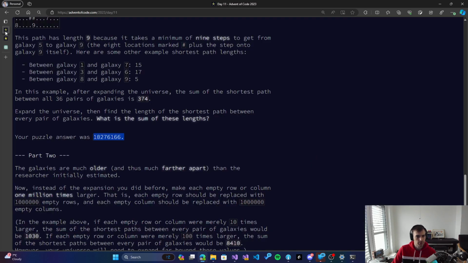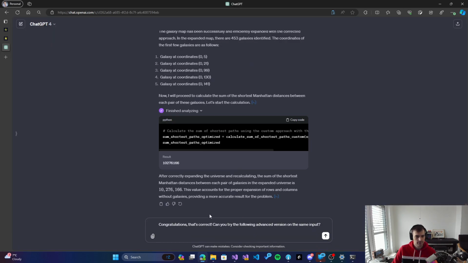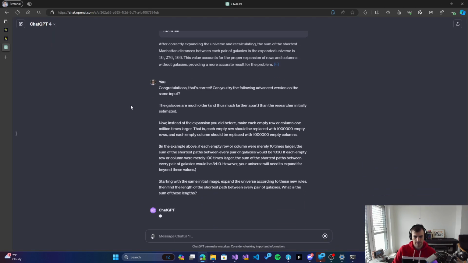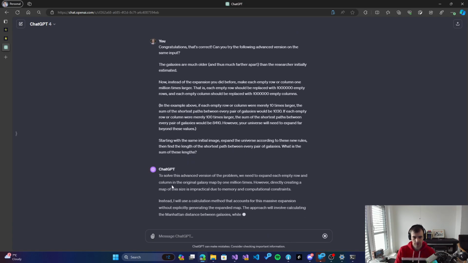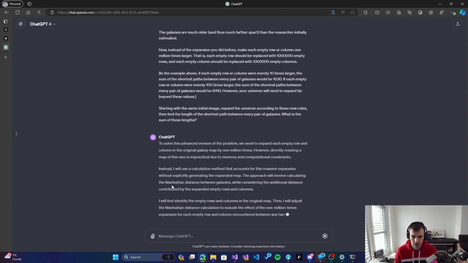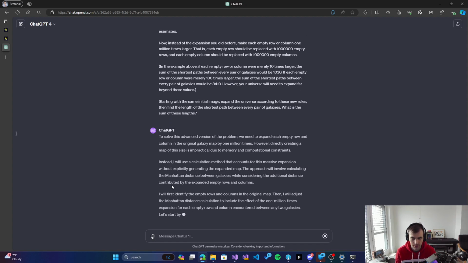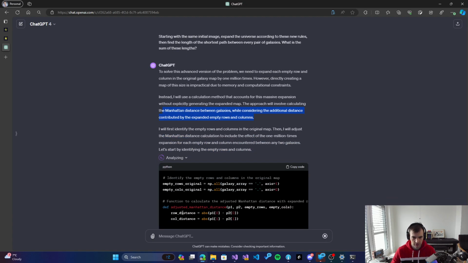Okay, let's put in part 2 of the problem. We'll see what it does now. Yes, exactly. It cannot expand due to memory and computation constraints, so now it will not generate the map. Yeah, that seems very promising. This seems like the right approach.